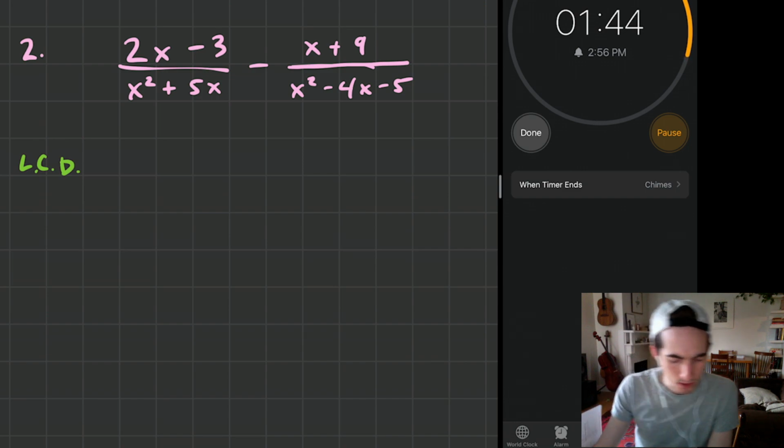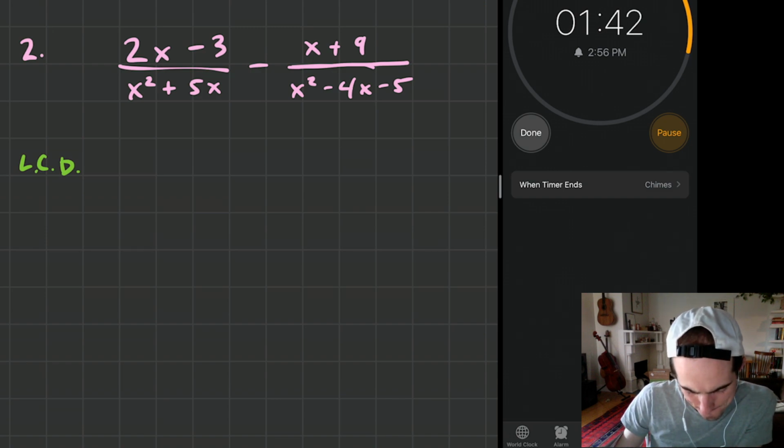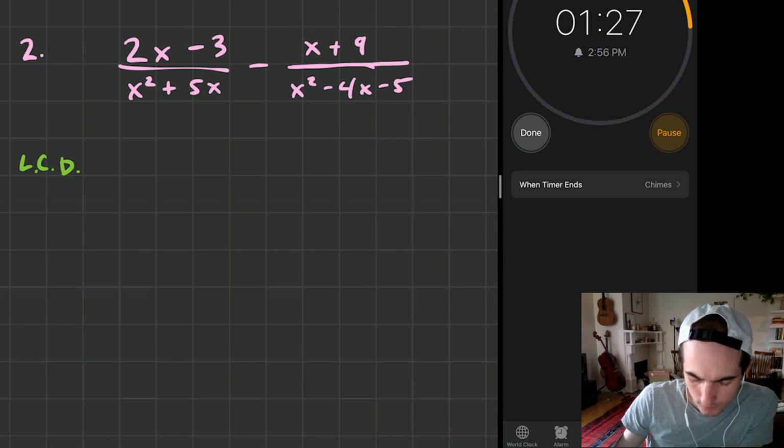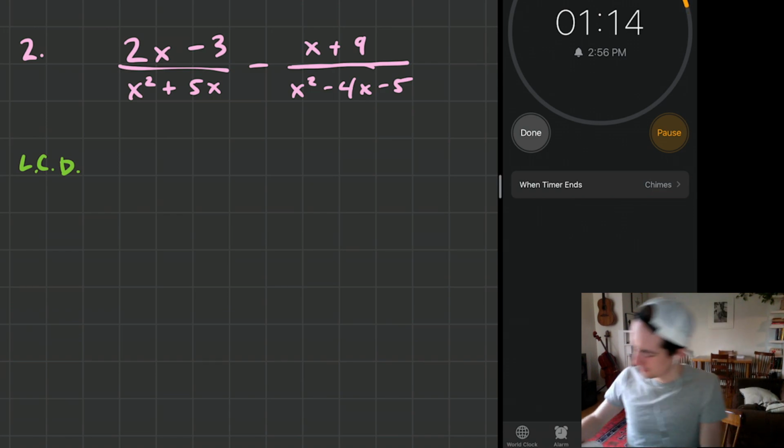Is there something funky about it? Well, wouldn't it be x minus 5x plus 1? Oh, and the other one is x plus 5. Brutal.